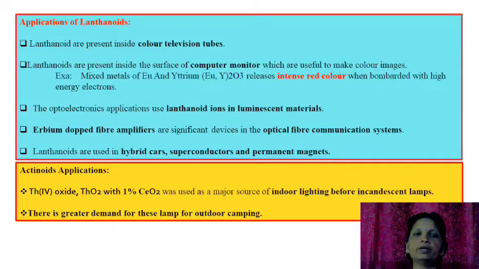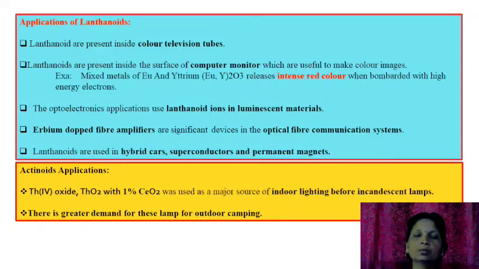For example, mixed metals of europium and yttrium, that is Y2O3, release an intense red color when bombarded with high energy electrons. The optoelectronic application is that lanthanide ions are used in luminescent material. Erbium doped fiber amplifiers are significant devices in optical fiber communication systems. Lanthanides are also used in hybrid cars, superconductors and permanent magnets.